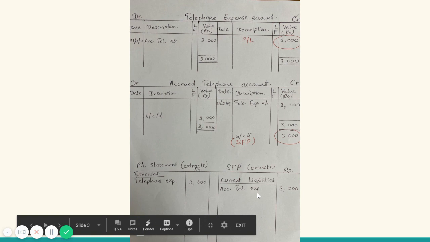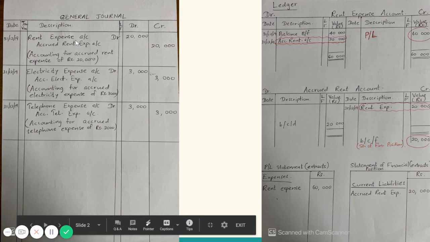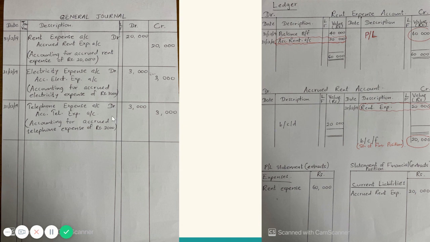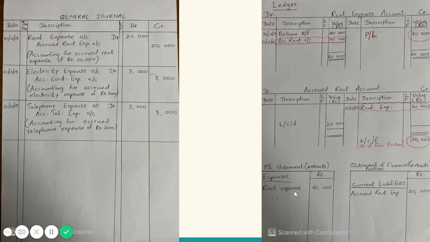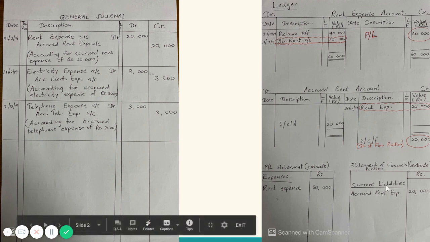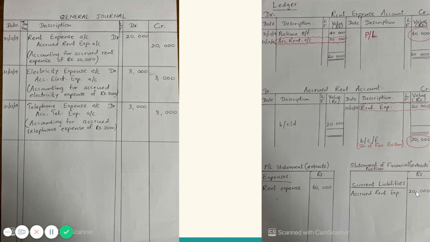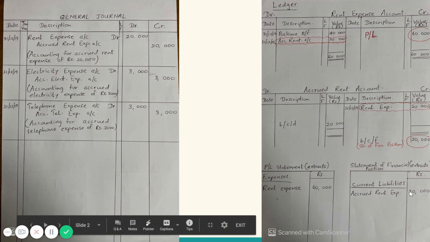So I hope you understand the way that we are going to do it in the general journal. I mean the adjustment will be first recorded in the prime entry book called general journal, and then we will be posting it to the ledger account, and the full amount will be transferred to the profit or loss statement under the accrual concept which we have learned, and in the statement of financial position also we will be showing only the amount which we have not paid or not settled. Accrued amount only comes in the statement of financial position.